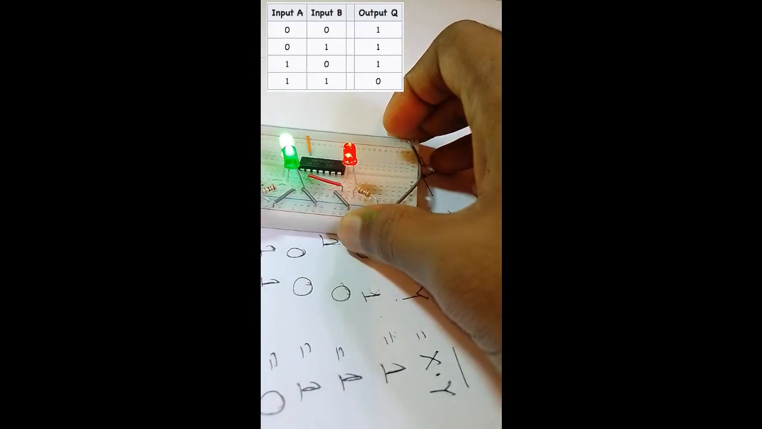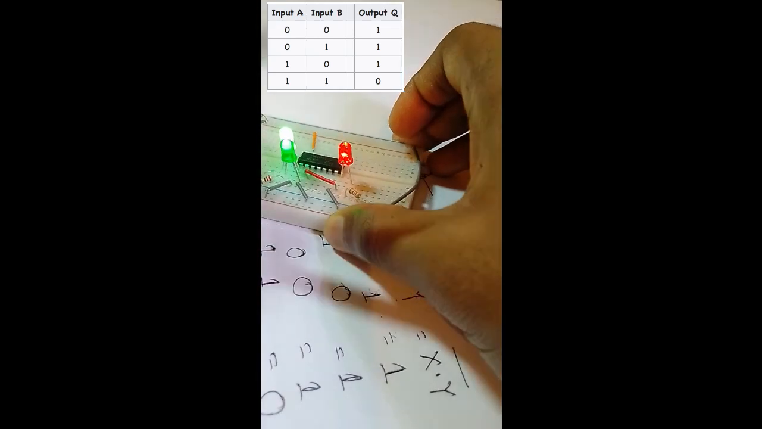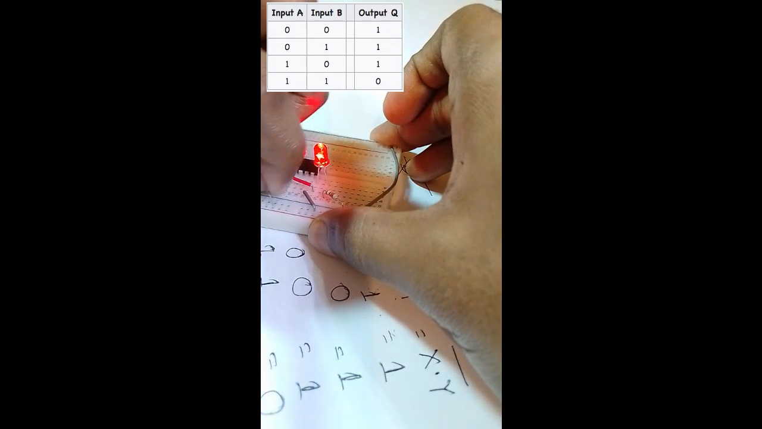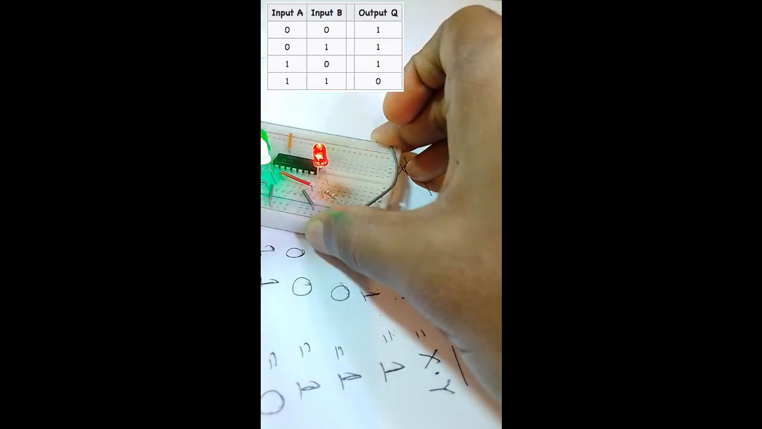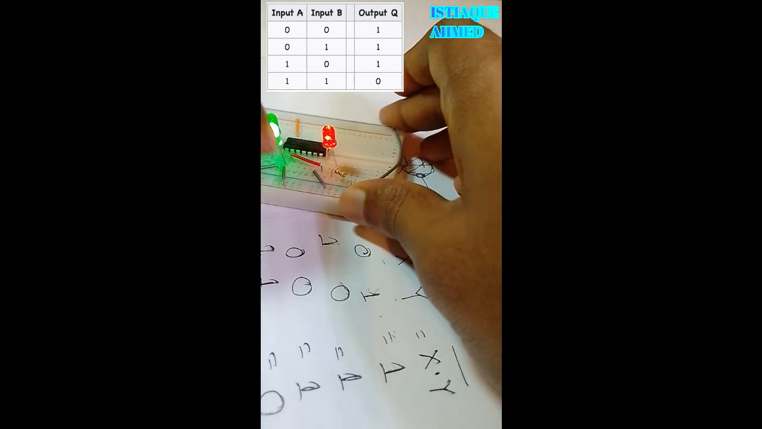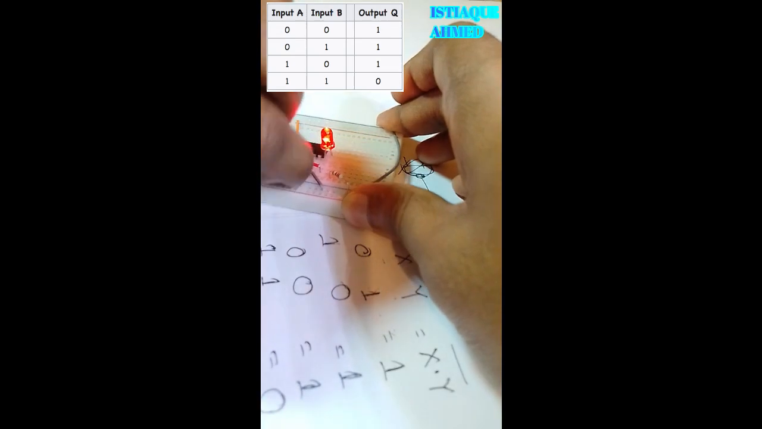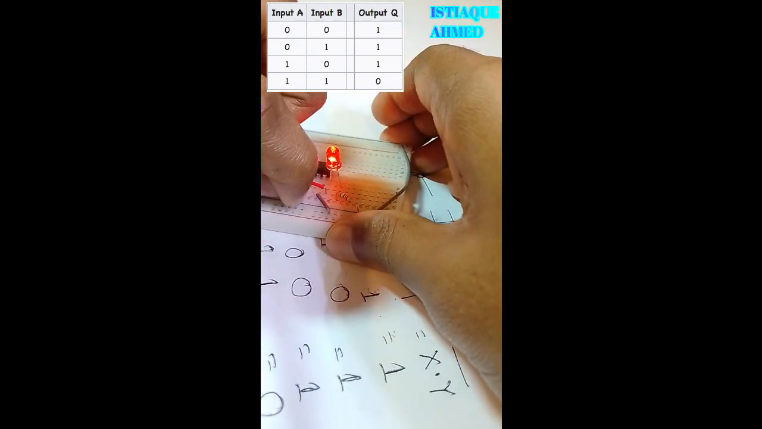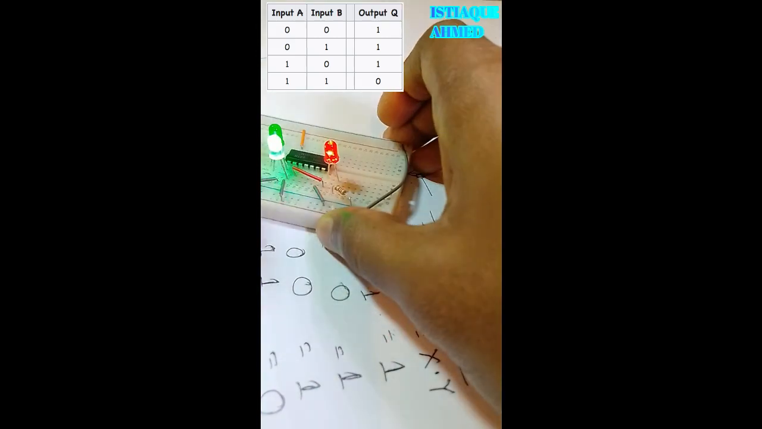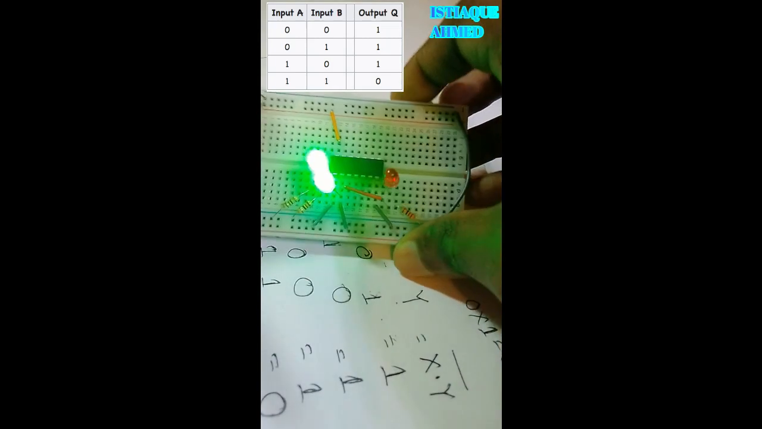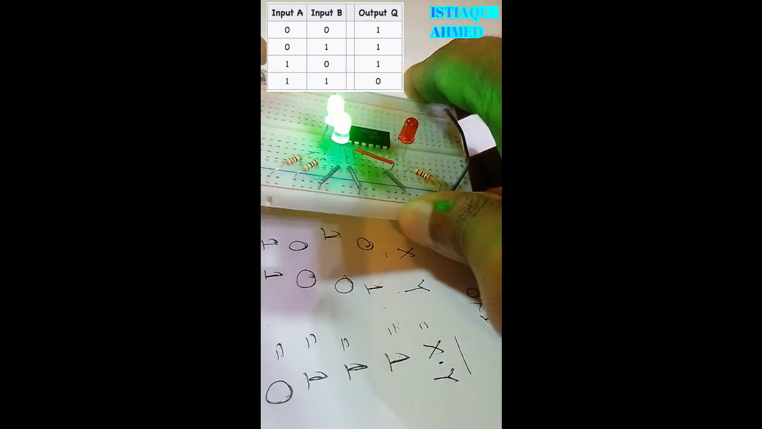If we check another side, if both inputs are 0, we also get the output 1. But if both inputs are 1, the output is 0. And this is the NAND gate.